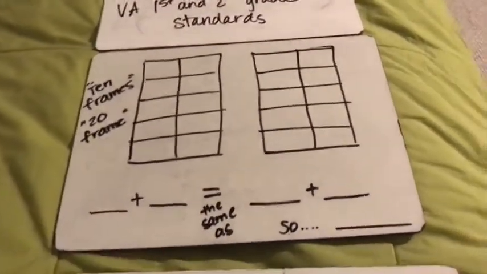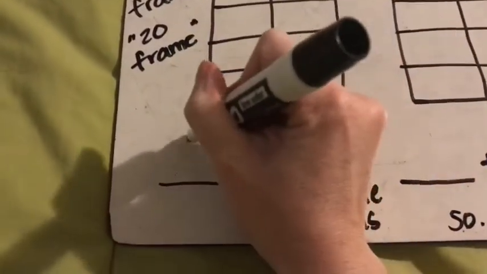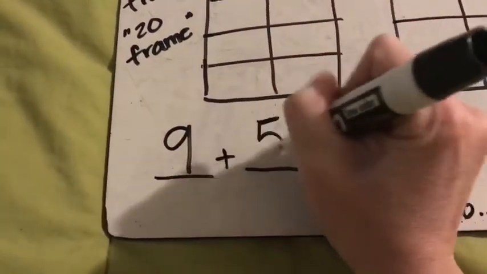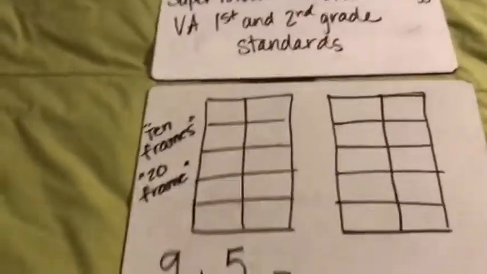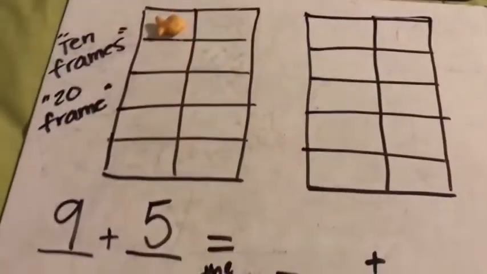So let's think about an addition problem that I would not have enough fingers for. Let's think about a problem like 9 plus 5. I'm going to set up my 10 frames to show 9 plus 5, okay? And my first 10 frame.